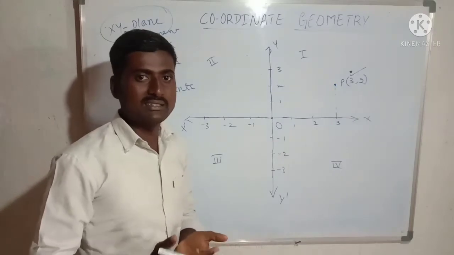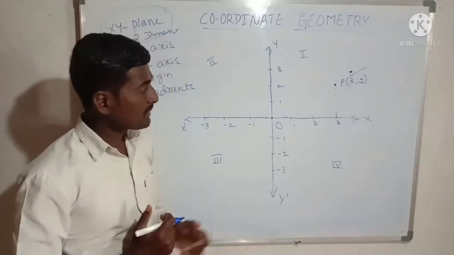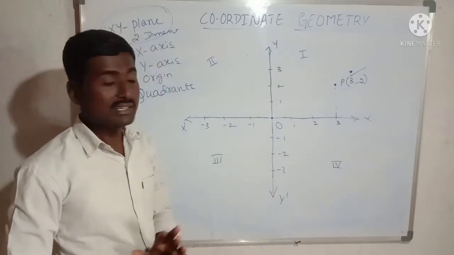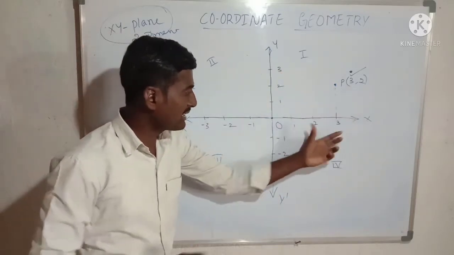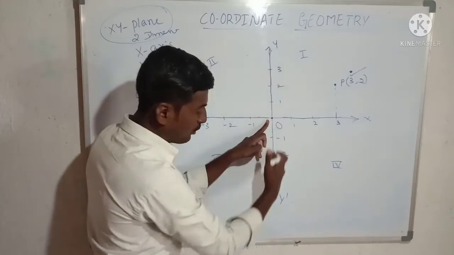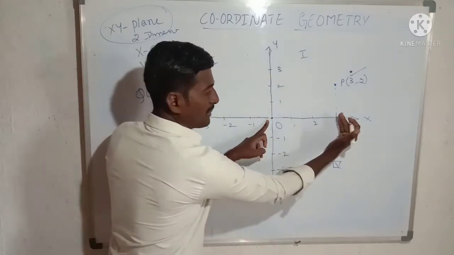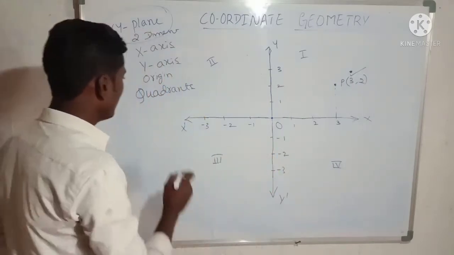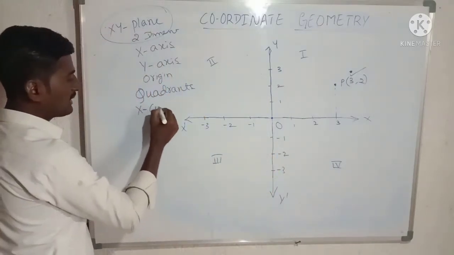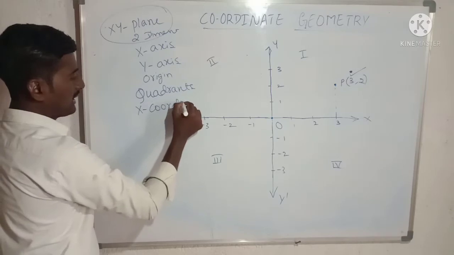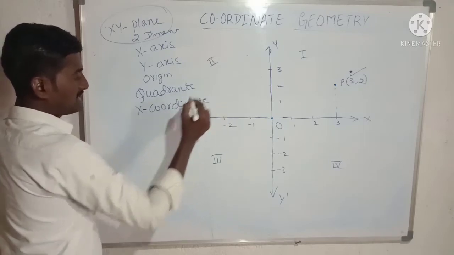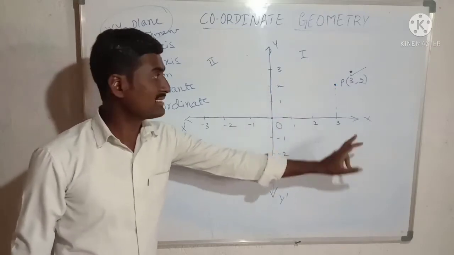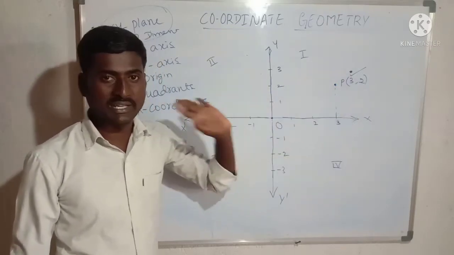X coordinate is nothing but what? It is the distance from the y-axis. This is the y-axis. From here to here, how much distance? 3 unit distance. Therefore, that is the x coordinate. What is the definition of x coordinate? The distance of a point from the y-axis is called the x coordinate.